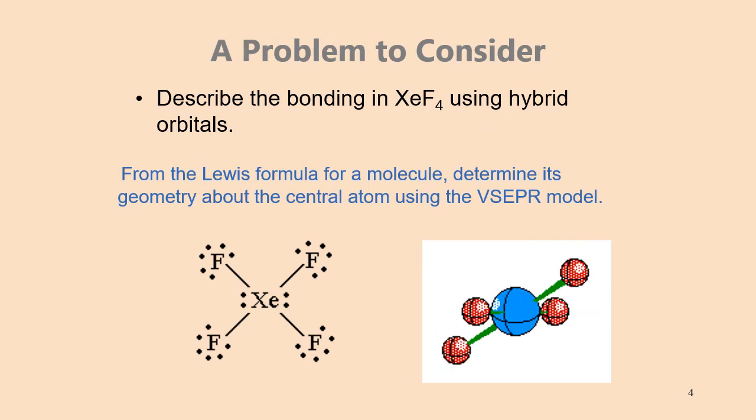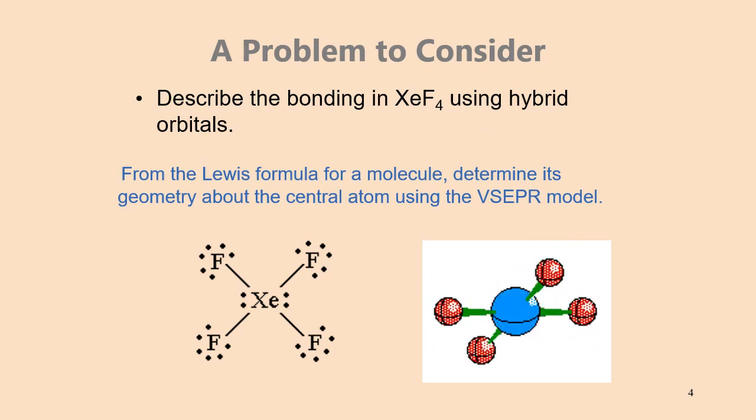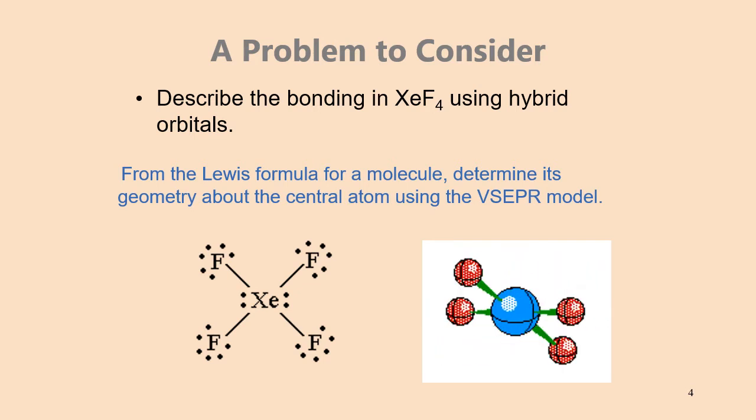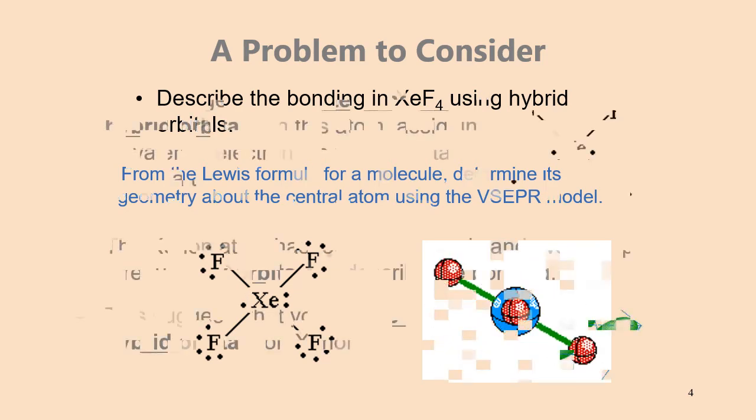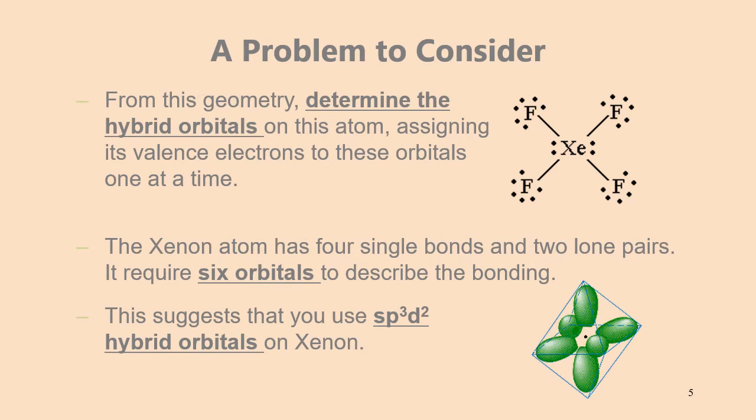Okay, we have discussed this problem in previous video, which is describe the bonding in xenon tetrafluoride using hybrid orbitals. From the Lewis structure for a molecule, we can determine its geometry about the central atom using the VSEPR theory. The steps to solve this, we know from this geometry, we can determine the hybrid orbitals on this atom, assigning its valence electron to these orbitals one at a time.